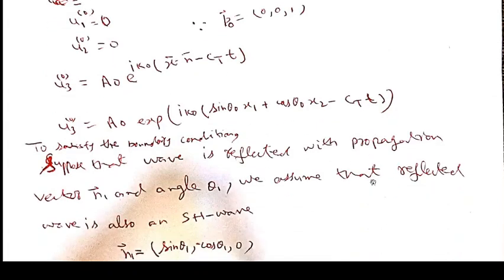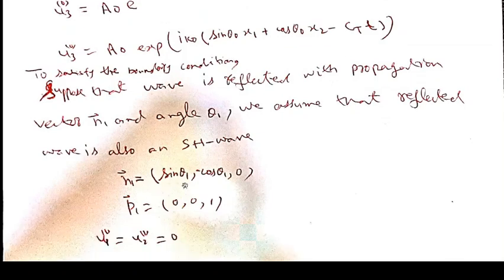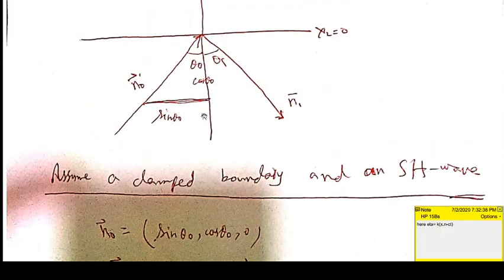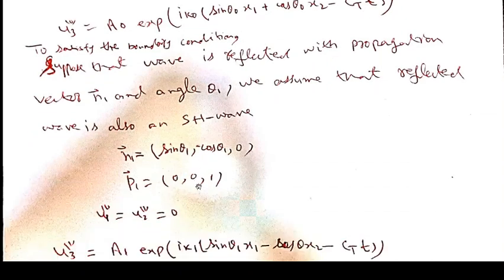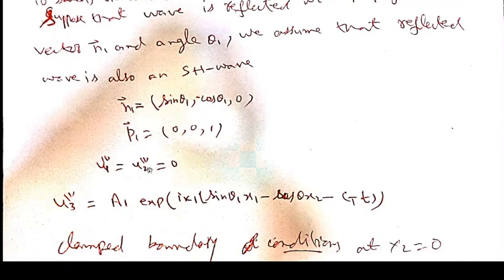Now to satisfy the boundary condition, we suppose that there is a reflected wave with propagation vector n1 at an angle theta 1, and assume that this reflected wave is also an SH wave. For that, n1 is sin theta 1, minus cos theta 1. You can write from here that n1 is sin theta 1 i minus cos theta 1 j. So P1 will be 0 0 1 because we have the SH wave. Again the first two components of U will be 0, and the third one will be in this form.